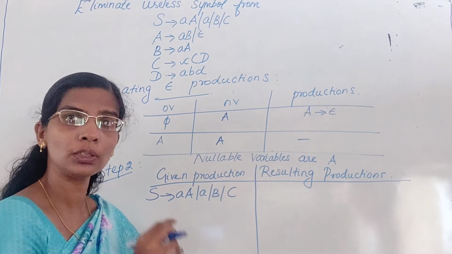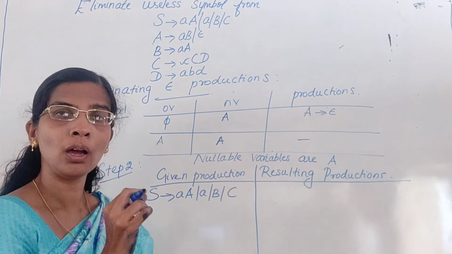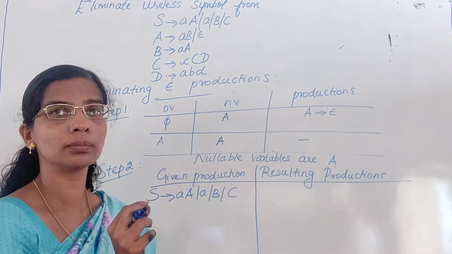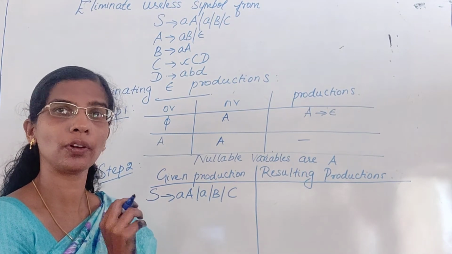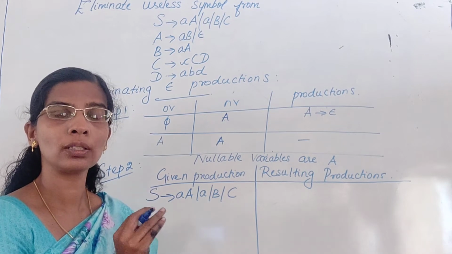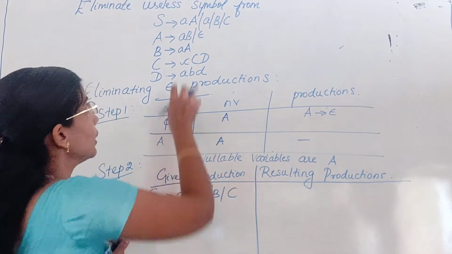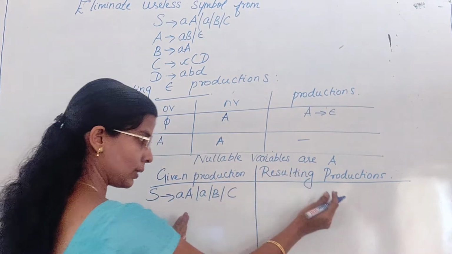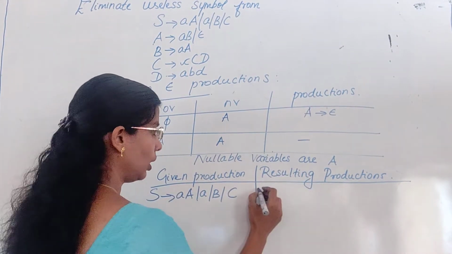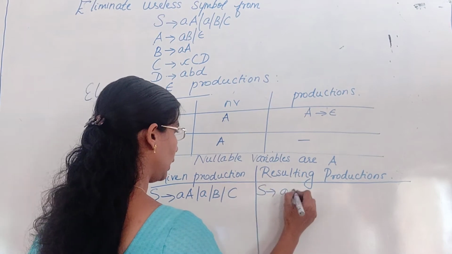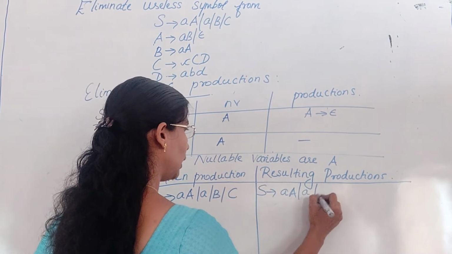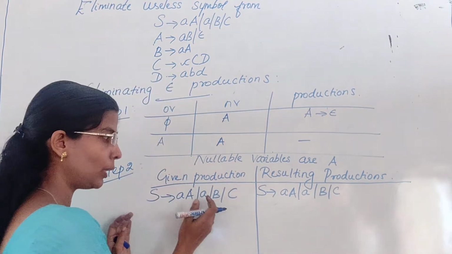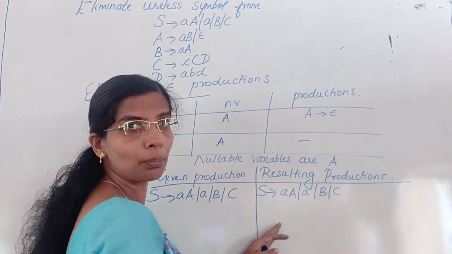What is the meaning of that? Only for the non-terminal or variable A, I can substitute null. Right? I can substitute null. For other non-terminals, I cannot substitute null. So, take and write the first production. Copy this production as it is in the resulting production. Right? S tends to A, B and C. Copy the productions as they are in the resulting productions.